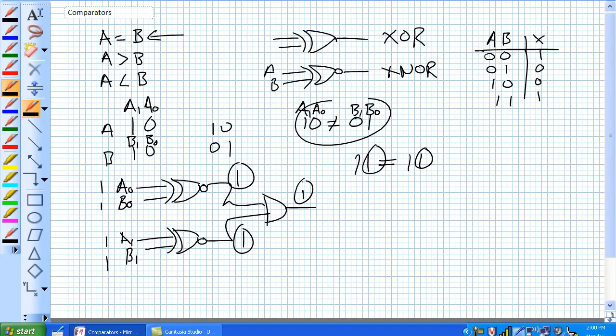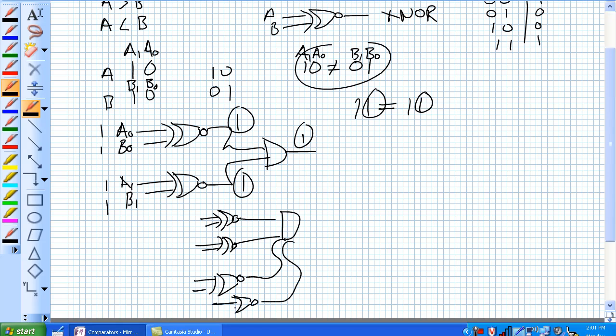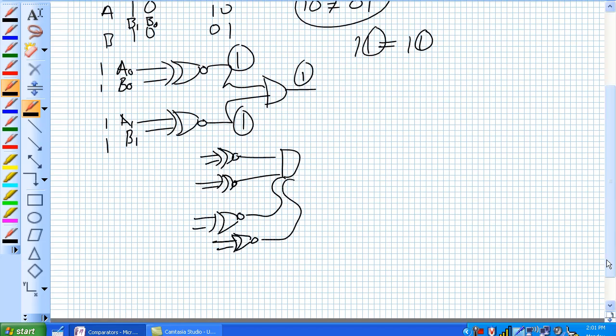Now you can expand this to as many bits as you want. All you've got to do is put an AND gate at the end. Here it is for two bits. Here's for three bits. Four. And on and on, basically saying this AND at the end ultimately requires all bits in all positions to be equal. Okay, so we beat the heck out of equality.